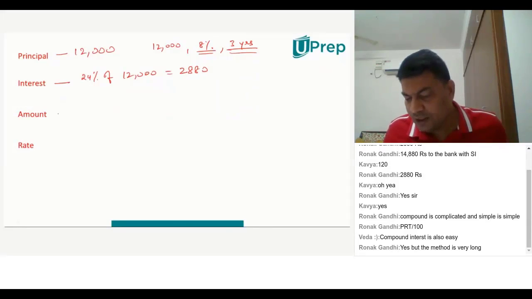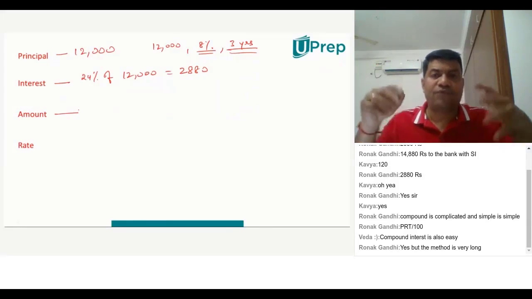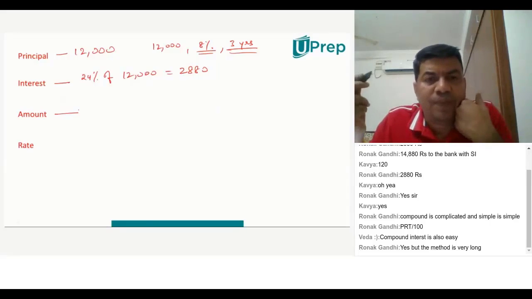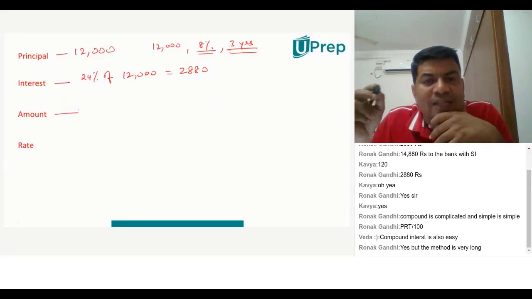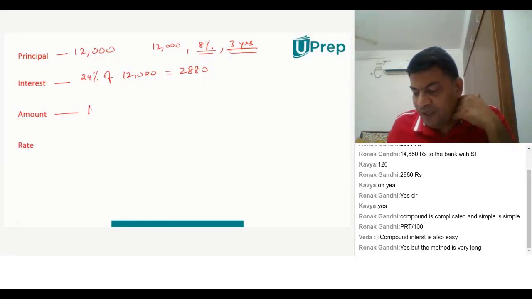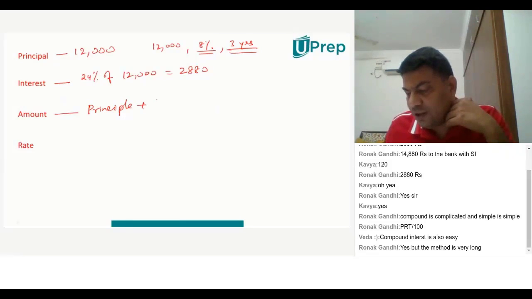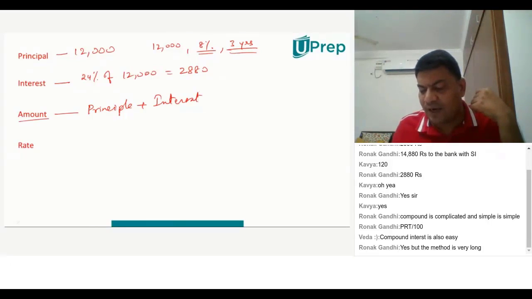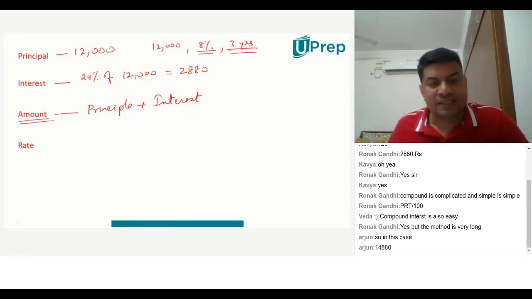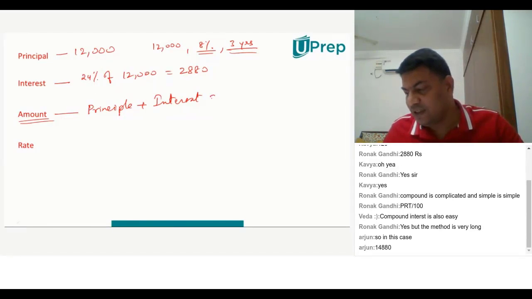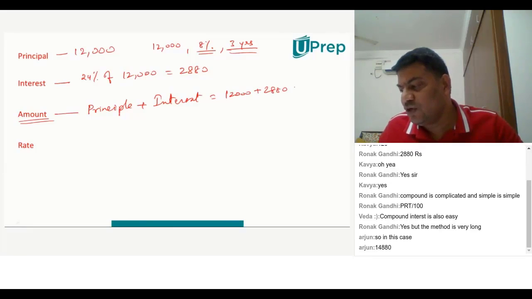Now, what's the amount that you pay at the end of the tenure? Let's assume your principal is 12,000. At the end of 3 years, you have an interest of 2,880. The amount is nothing but the principal that you are supposed to pay back plus the interest that you have to pay. So principal plus interest is defined as amount. Yes, correct, Arjun. You're absolutely right. In this case, the principal is 12,000 plus 2,880, which is 14,880.